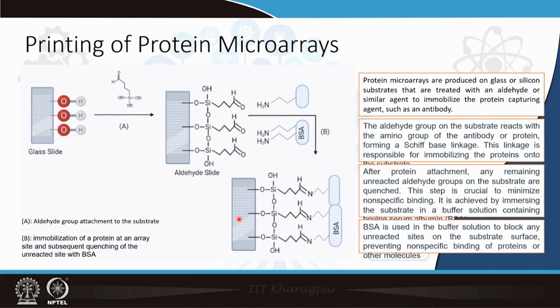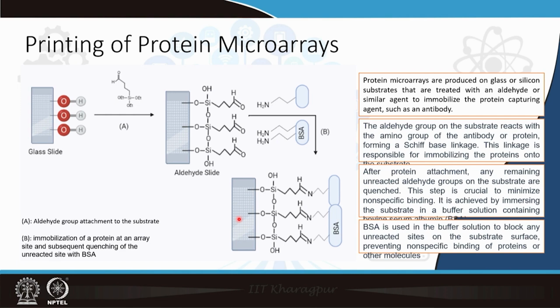So, putting protein microarrays, it's also too much information. You can read it at your own leisure. But protein microarrays are produced on glass or silicon substrates that are treated with an aldehyde or similar agents to immobilize the protein's capturing agent, the antibody.